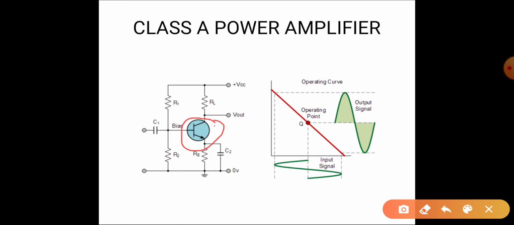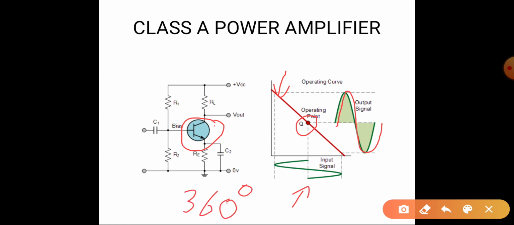So you can see here the Q point. We have set the Q point in the middle of the load line. This is the load line. So we have set the Q point, or operating point, in the middle of the load line. This is your input signal, and you are getting the output signal, where the collector current will flow over the full 360 degree angle. So the conduction angle here is 360 degrees.